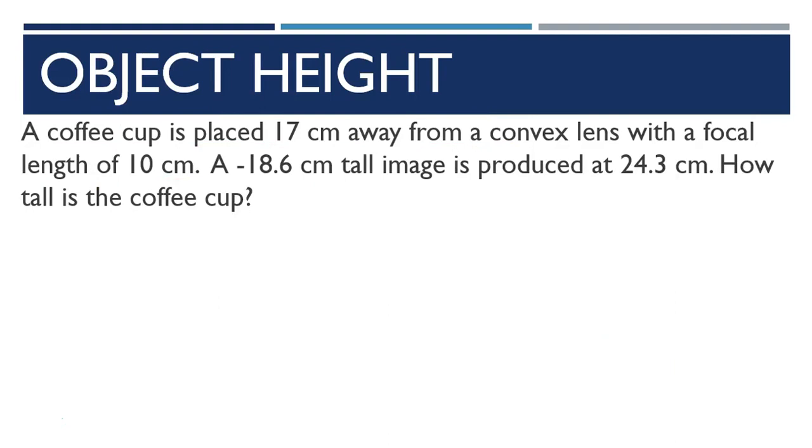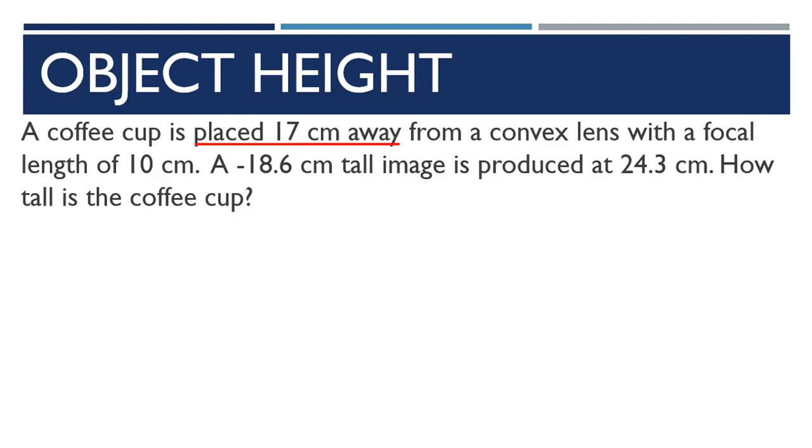Next, object height. The coffee cup is placed 17 centimeters away from a convex lens with a focal length of 10 centimeters. A negative 18.6 centimeter tall image is produced at 24.3 centimeters. How tall is the coffee cup? Let's see what we've got.